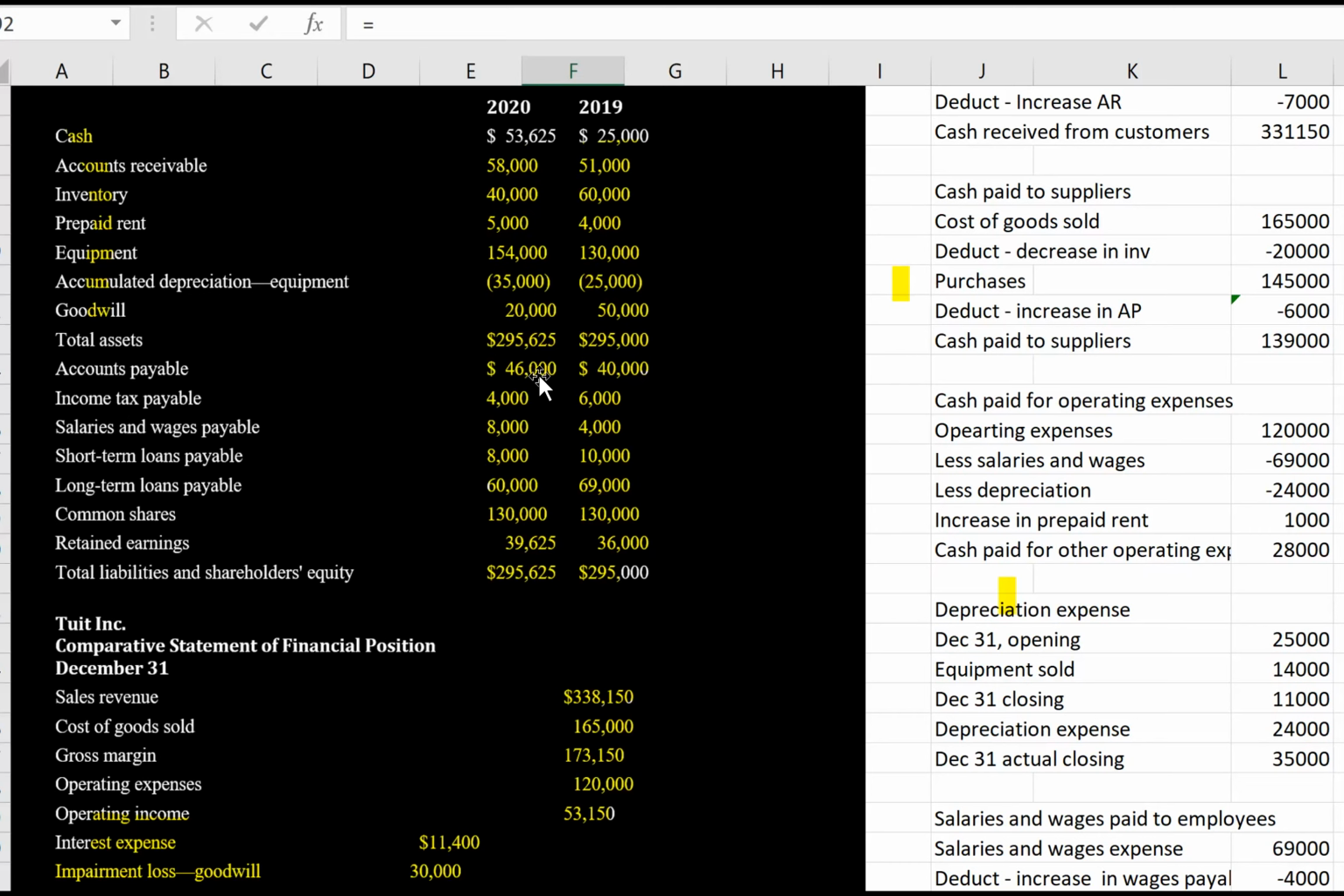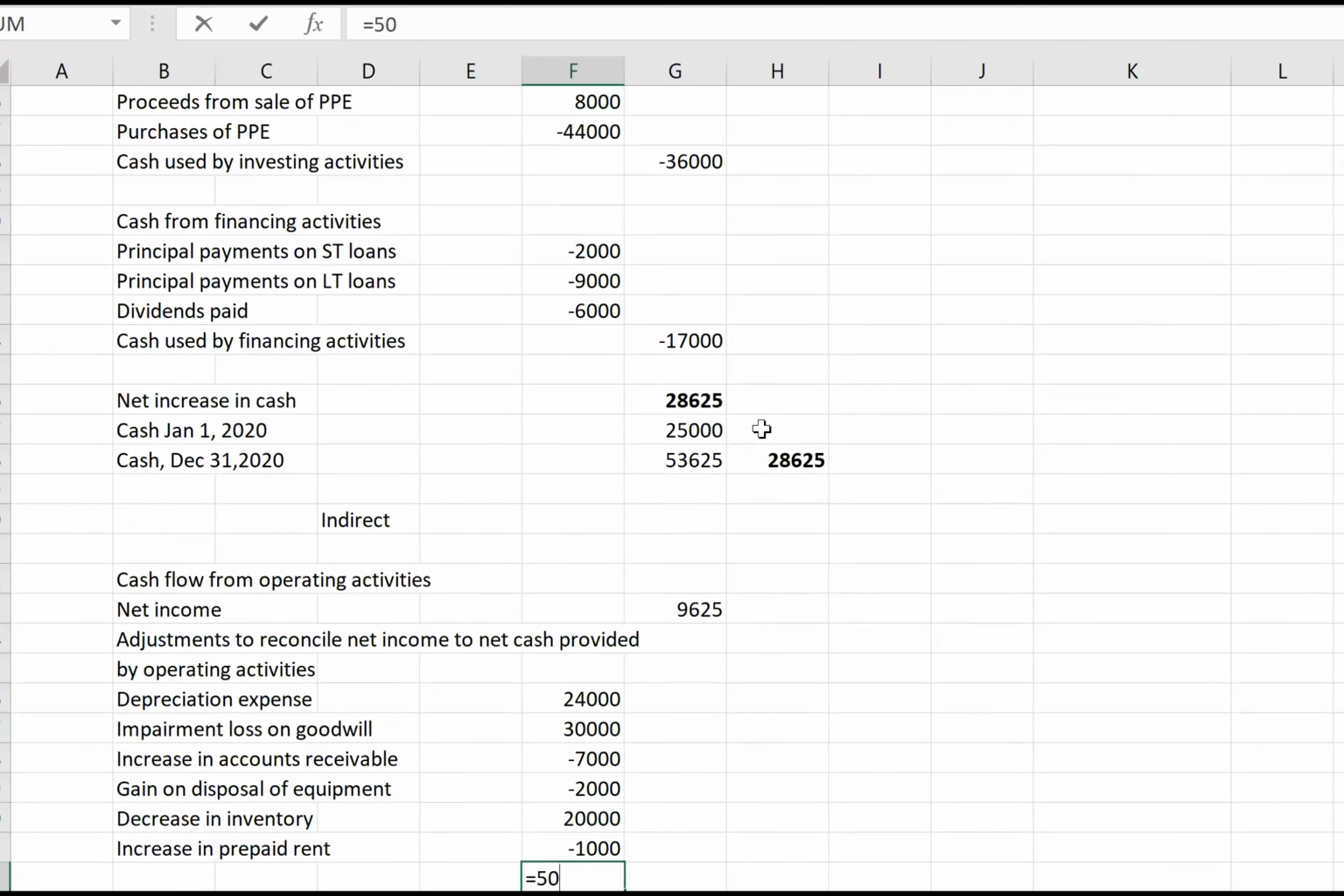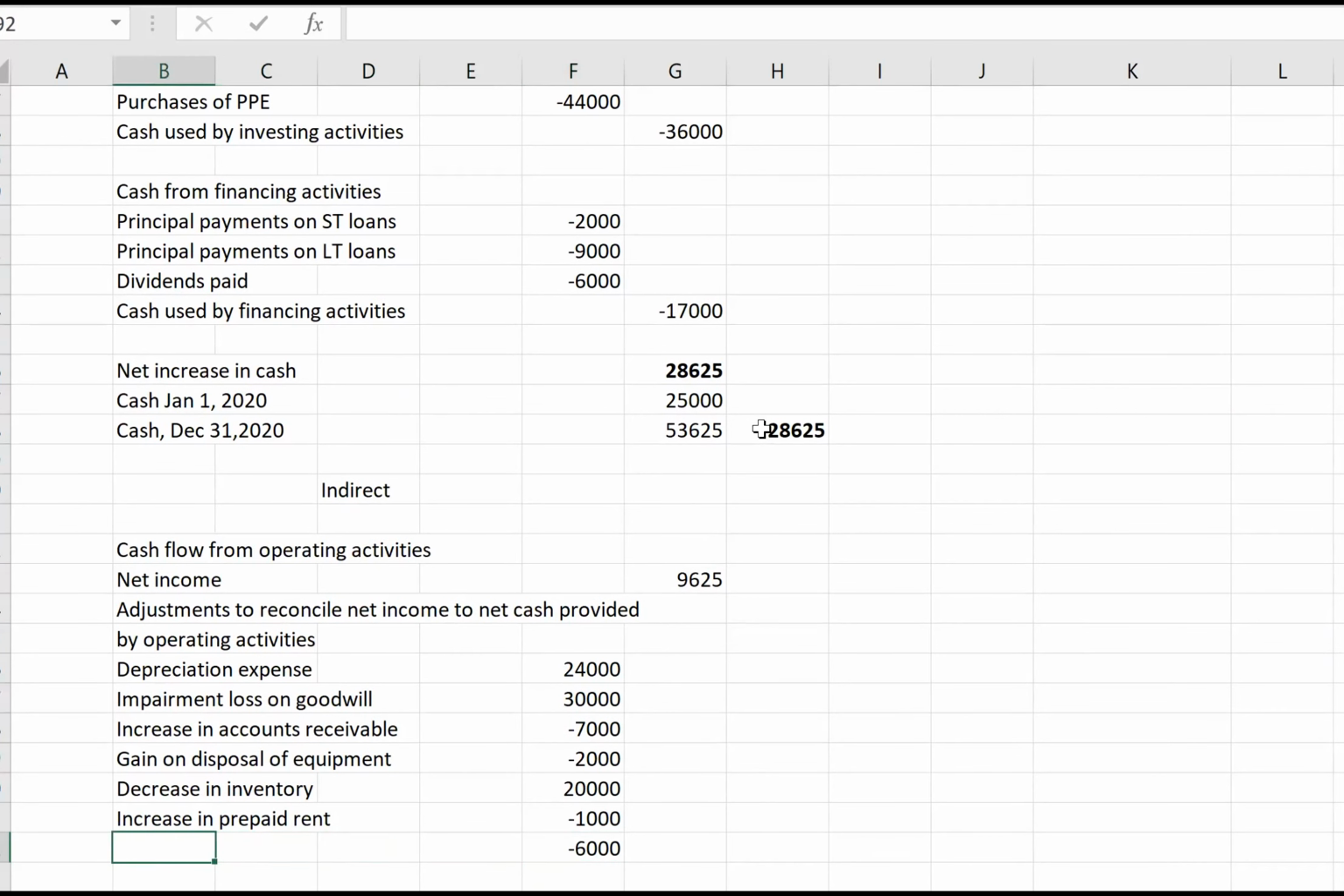Then now we need to deal with accounts payable. So it went from 40 to 46. So 40,000 to 46,000. So accounts payable went up. So this is positive. Increase in accounts payable. So this is actually going to be a cash inflow.